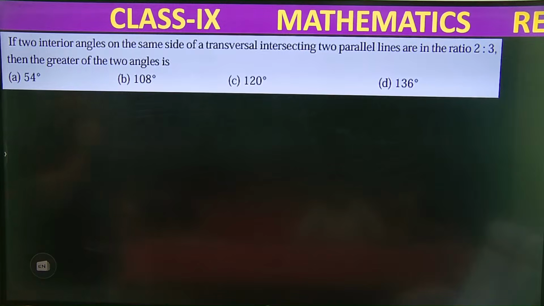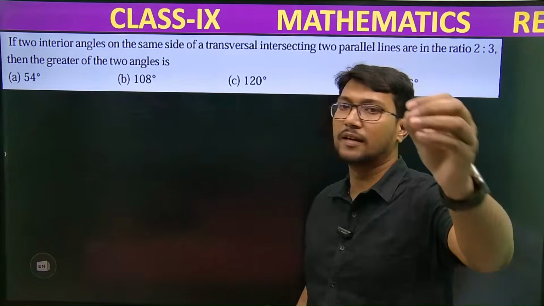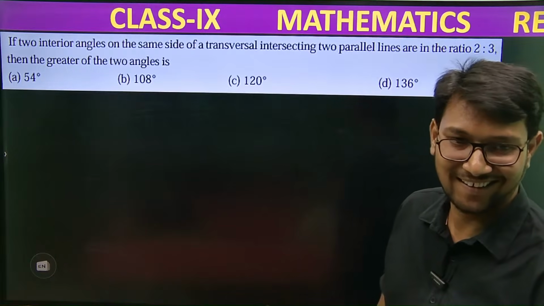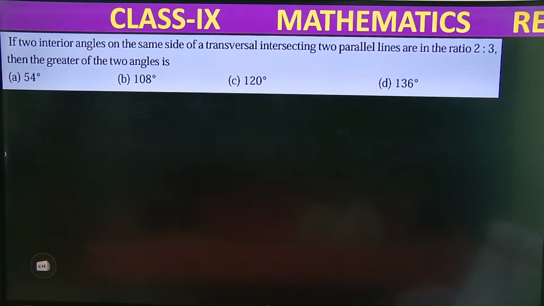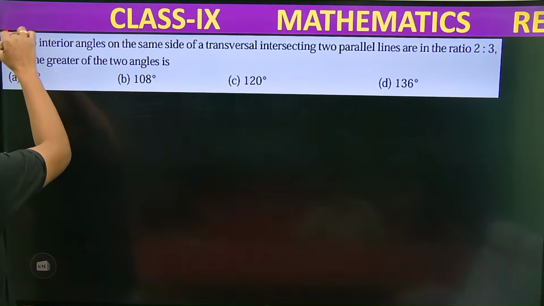If two interior angles on the same side of a transversal intersecting two parallel lines are in the ratio 2:3, then find the greater of the two angles. Okay, fine. Solve it. Let me see from online how many of you are giving me the answer. This is question number 9, children. Solve it.